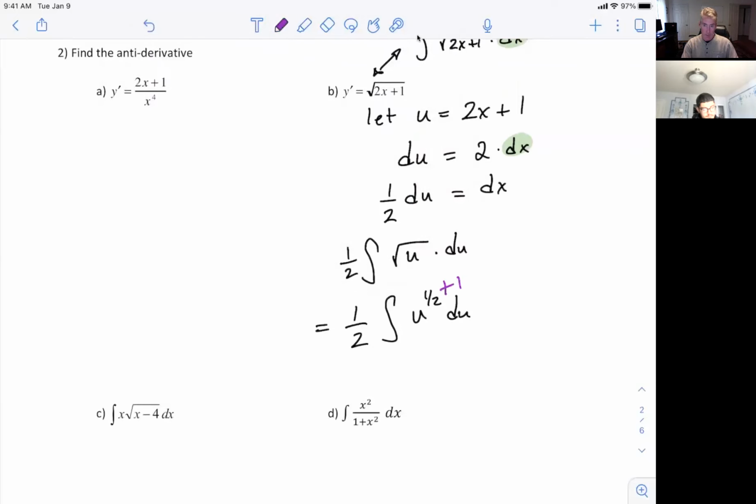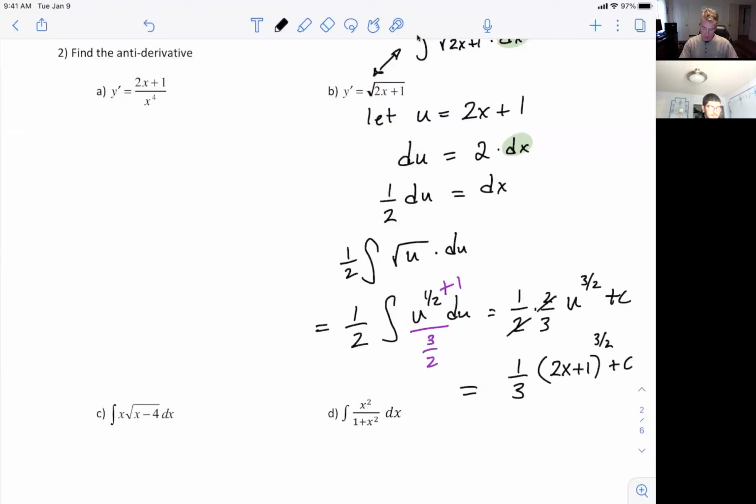So then add 1 to the exponent, which is 1.5 or 3/2, and divide by 3/2. So let's see, there was already a 1/2. If you're dividing by 3/2, that's the same thing as multiplying by the reciprocal 2/3. And then it's going to have u to the 3/2 and then a plus C. And the last thing is cancel out these 2's. So it's going to leave 1/3. And then replace u with the 2x plus 1. It's raised to the 3/2 and then plus C.